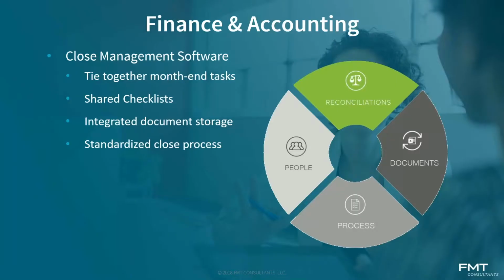We have different types of accounting close software, for instance, Flowcast, that work with NetSuite to tie together those month-end tasks and help share those checklists and provide opportunities for us to standardize the process, store documents the same way, report our status the same way, and see where the month-end close or year-end close process is in its entirety from a percent complete perspective.